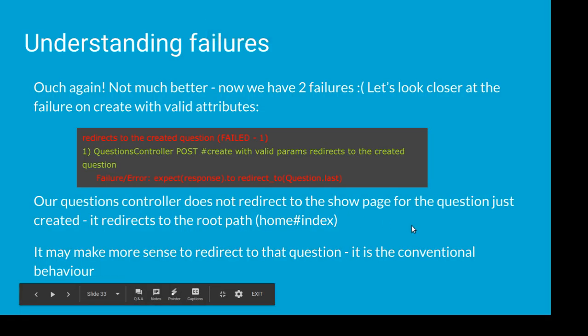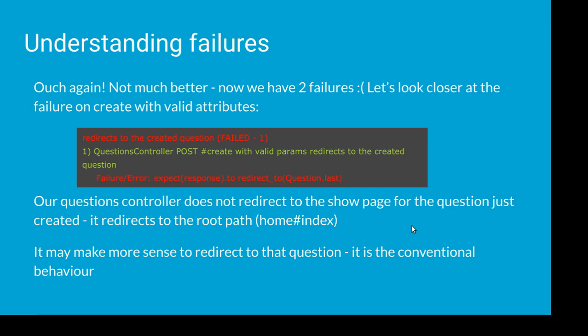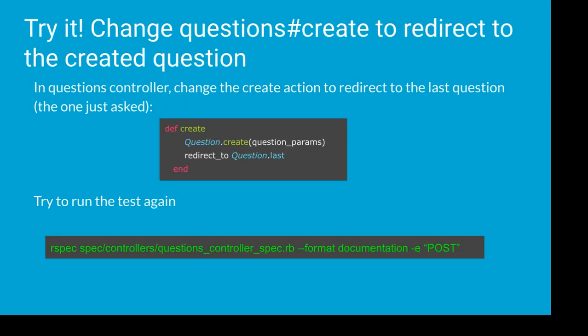All right, so our questions controller doesn't redirect to the show page, it redirects to the root path. It might make more sense to redirect to the question, I don't know. I kind of like the way it is now. But let's just demonstrate that we could change the code if what we actually wanted was it to redirect to the question show page. We could make that change to our code.